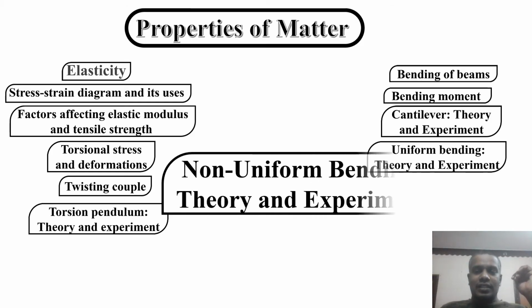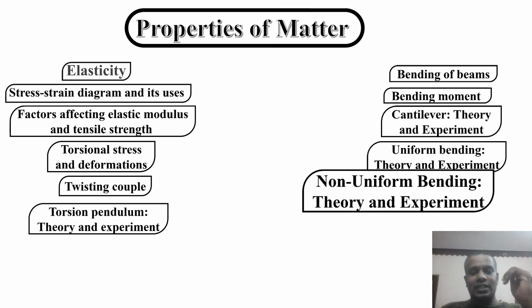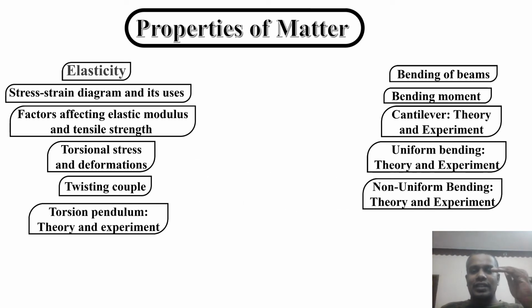The next thing, the non-uniform bending theory and experiment. These are connected to each other. Anyway, the cantilever, uniform bending and non-uniform bending are the three important topics, and we will do the theory first. Then the experiment we are going to do in the lab. I will explain everything in the lab, even the torsional pendulum, the uniform as well as the non-uniform bending, and the cantilever.